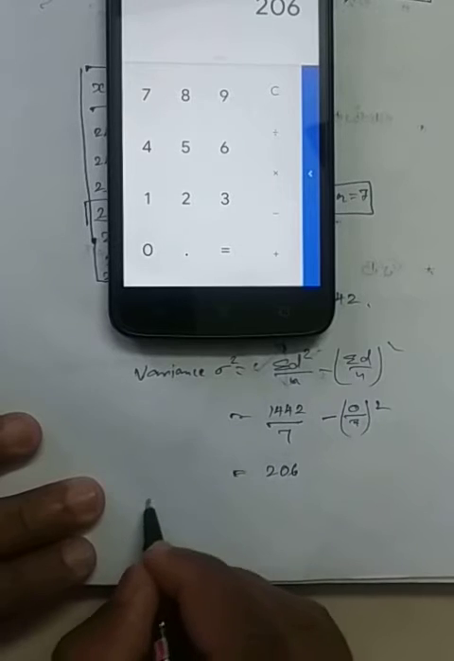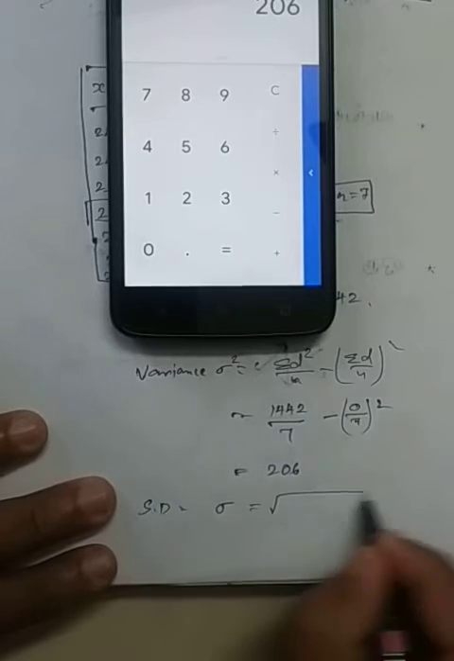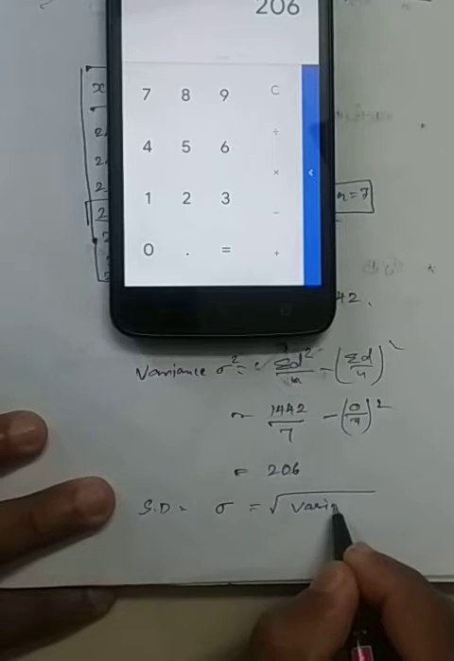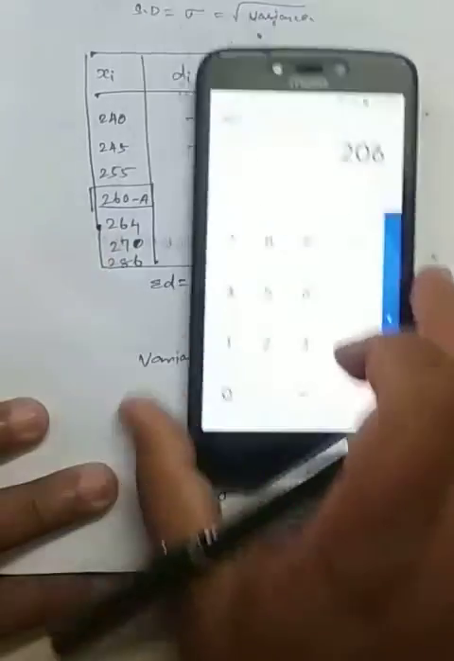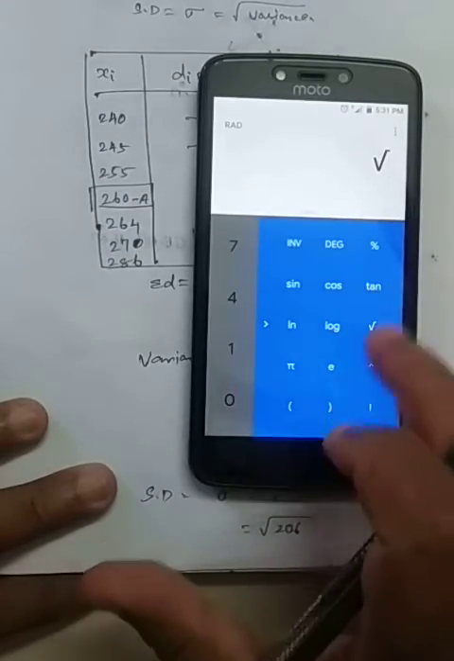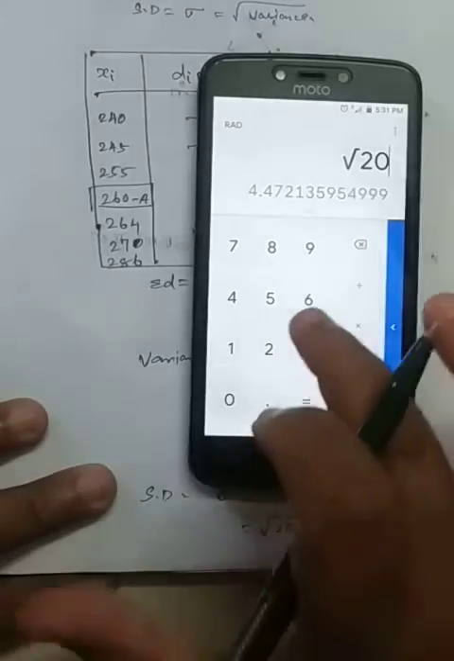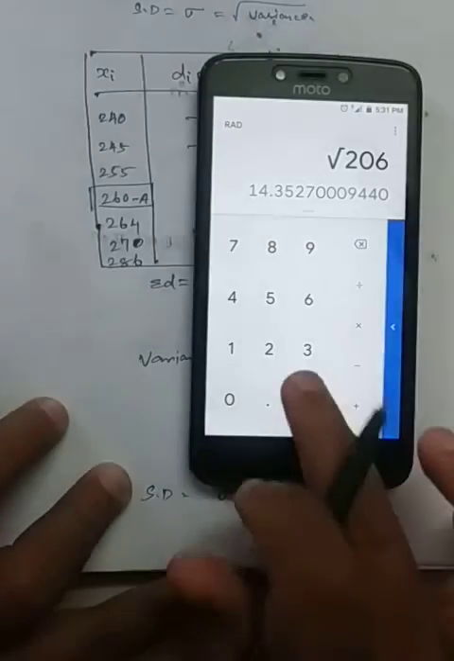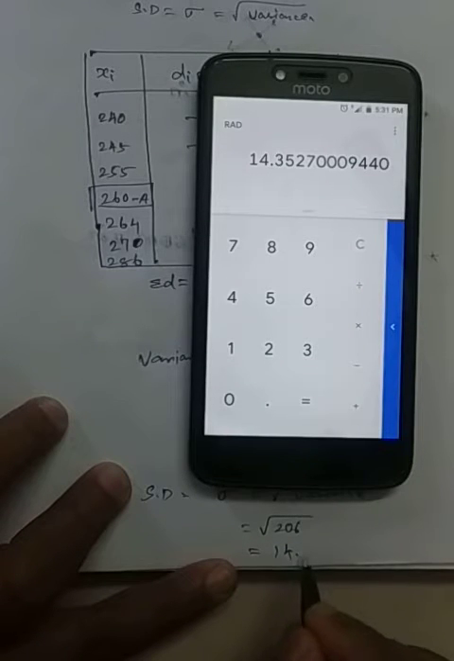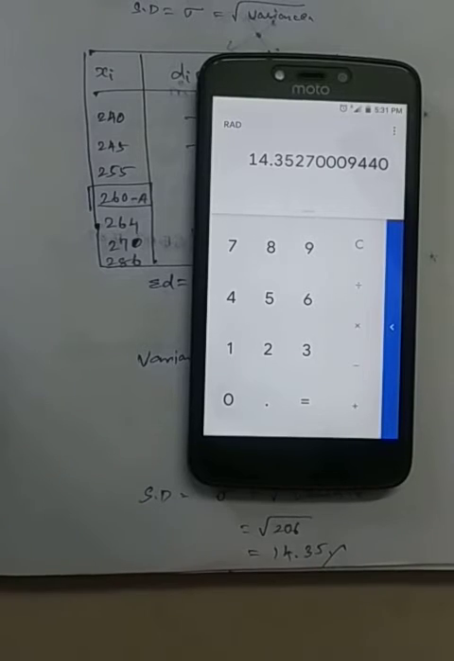So now standard deviation SD, that is sigma, we need to find. That is the square root of variance, that is nothing but square root of 206. So I am going to do the square root of 206. I am getting 14.35. So that we can write, that is your standard deviation.